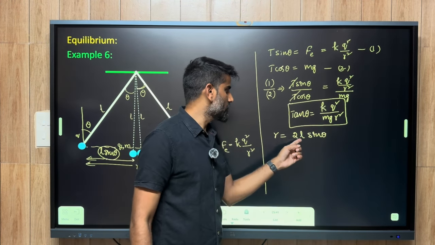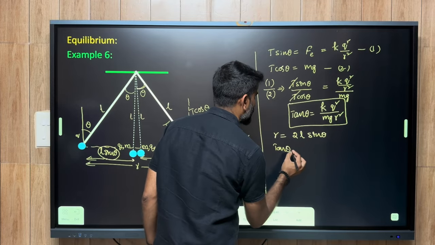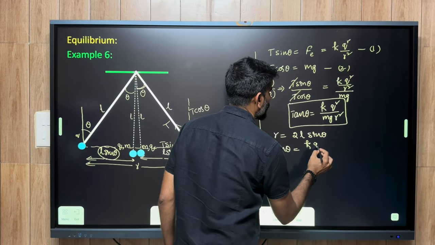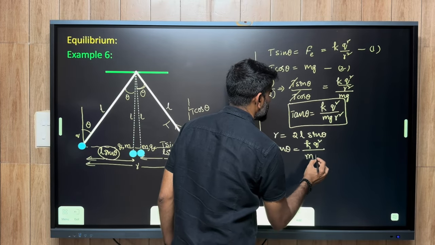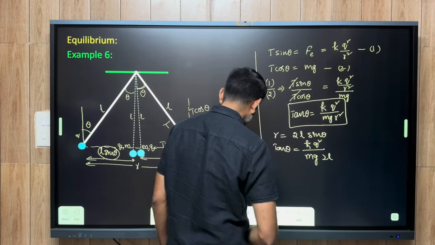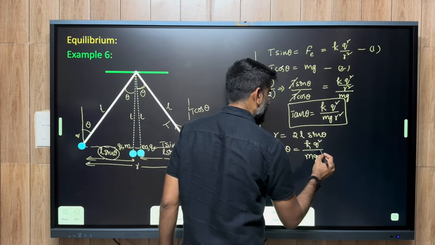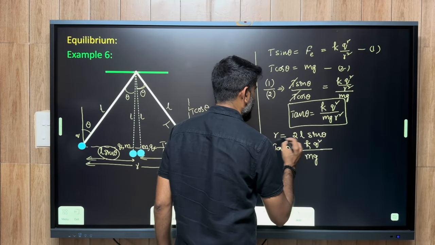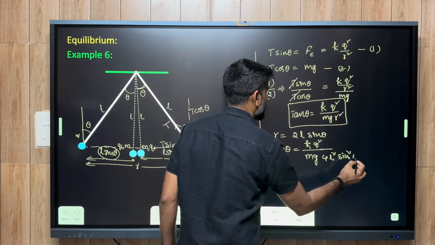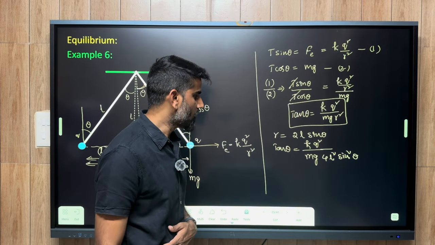Instead of R, I can replace R with 2L sin theta here. What am I getting? Tan theta is equal to K Q square by mg, and R square can be written as 4L square sine square theta.